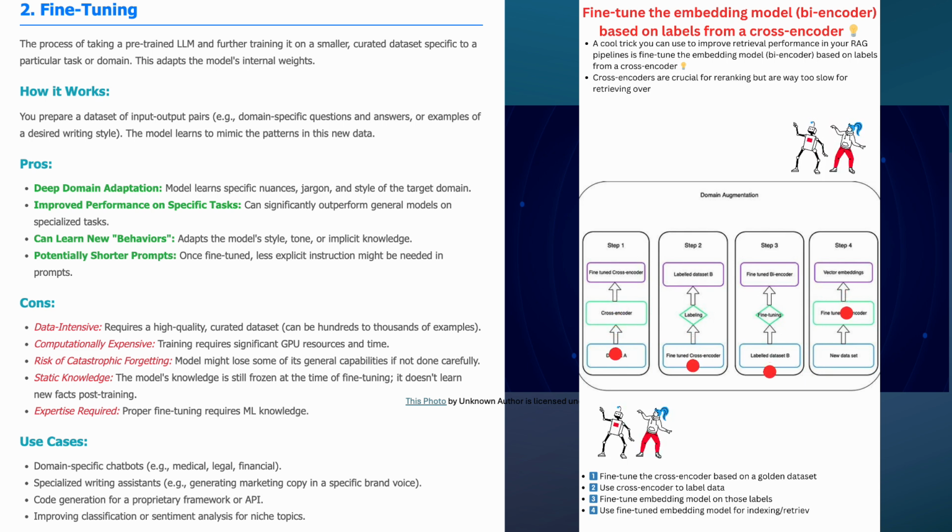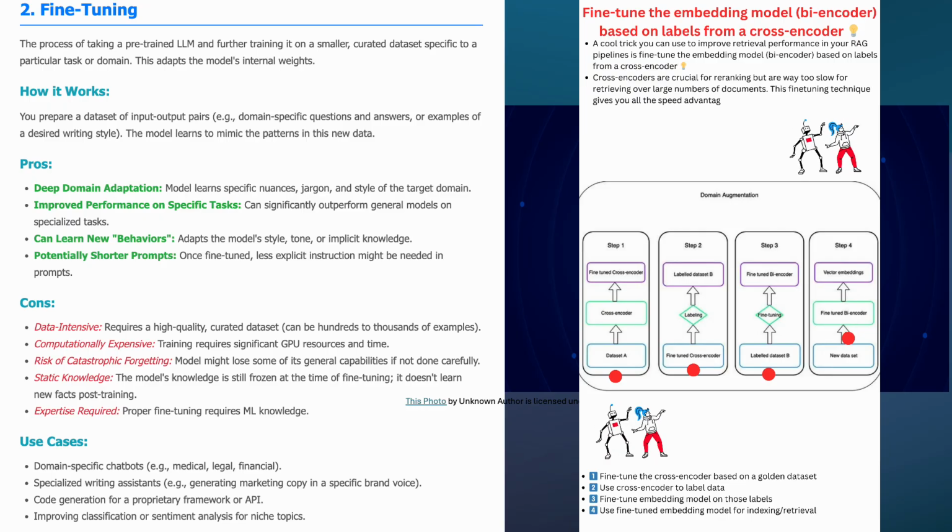How does it work? You start by preparing a dataset of input-output pairs. For example, these could be domain-specific questions and their corresponding answers, or examples of a particular writing style you want the model to adopt. The model then learns to mimic the patterns and information present in this new data.